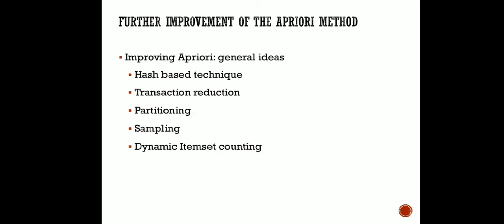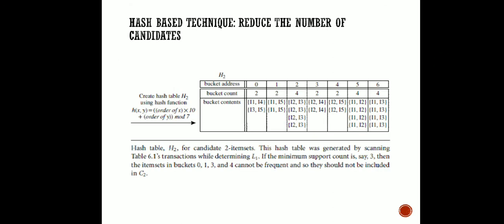Some of the ideas for improving the Apriori algorithm are these five techniques we are going to learn. First comes the hash-based technique, then transaction reduction, partitioning, sampling, and dynamic itemset counting. We will see one by one how each improvement works.